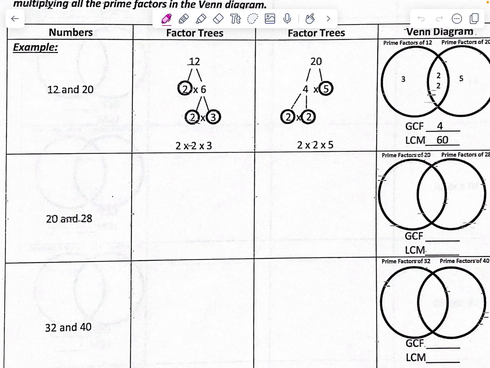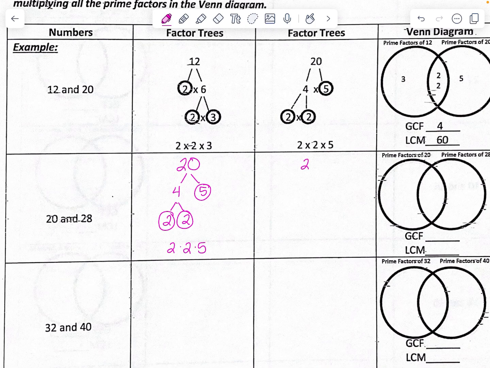We're going to start off by writing 20 in our first box. We're going to do the factor tree for that. I'm going to start with 4 and 5. I'll circle 5 because it's a prime number. I have to keep going on 4, make that 2 and 2, circle those. And then my prime factorization for 20 is 2 times 2 times 5.